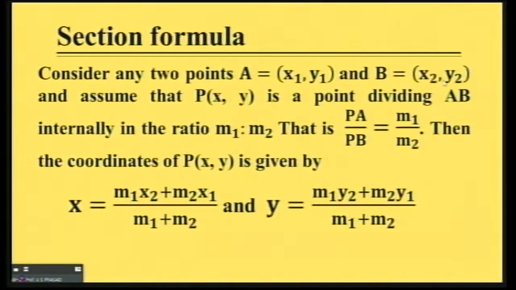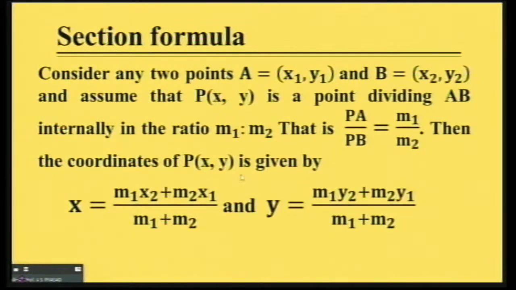So that is given like this. Consider any 2 points, A of x1 comma y1 and B of x2 comma y2, and assume there is a point P of x comma y dividing AB internally. That means this point P lies between A and B. That's the condition given. In that case, we get 2 lengths, AP and PB, and the ratio of those lengths is given as m1 is to m2. That is, PA by PB is equal to m1 divided by m2. If this is the case, how do we identify the coordinates of that point P of x y?